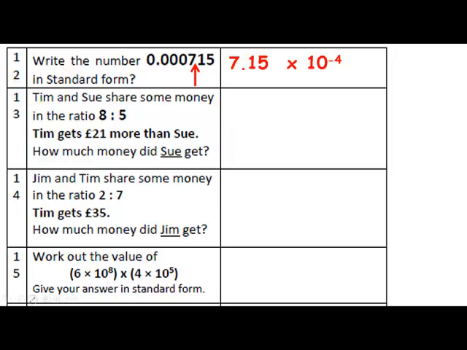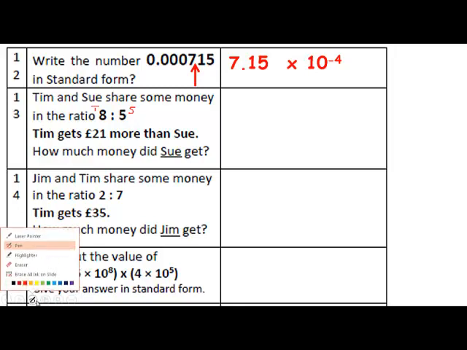Tim and Sue share some money in the ratio 8 to 5. So really important, I need to write T over here for Tim and S over here for Sue. Okay, that is really important that you write that into the problem and you do that as you're going along. Okay, let's just get this sorted.